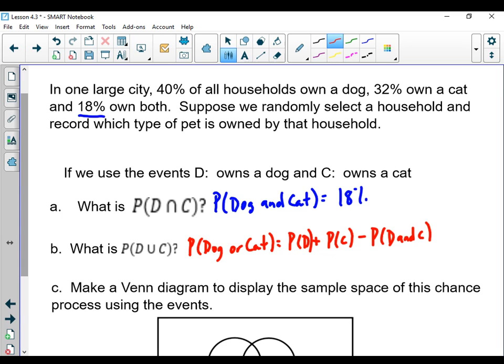Well, probability of owning a dog was 40%. Probability of owning a cat was 32%. Probability of both was 18%. So let's see what we're left with. Now if I do 72 minus 18, I find out that there's a 54% chance that I select somebody who has a dog or a cat.